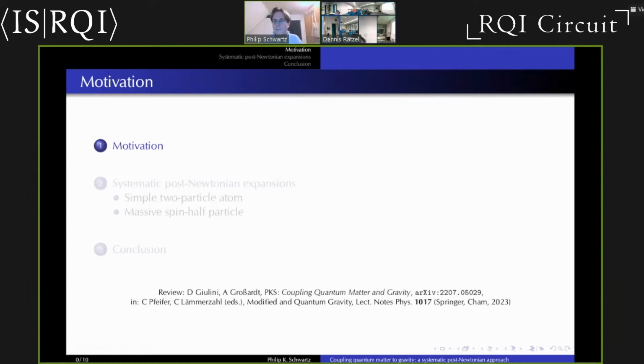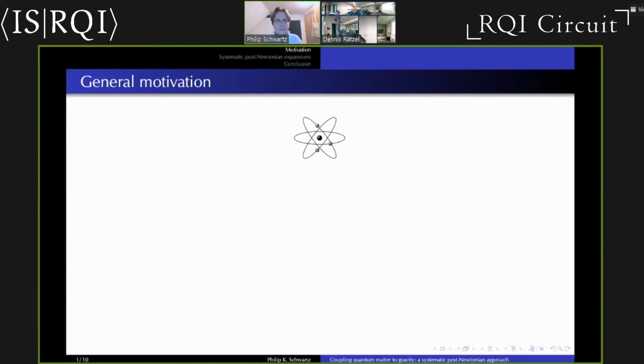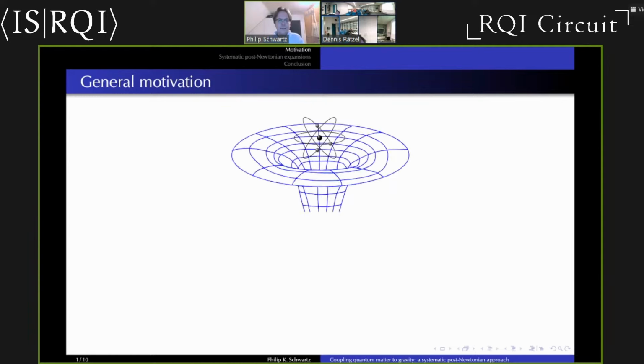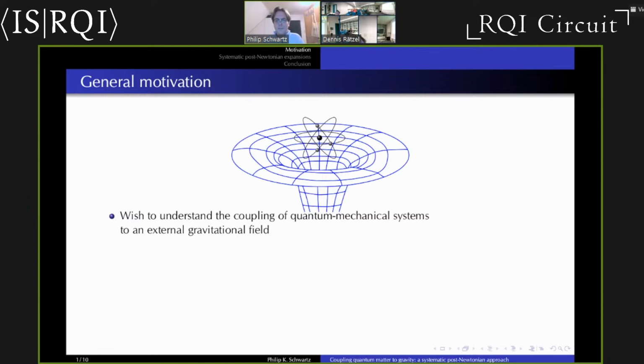Okay, so let's start with the general motivation. Let's say we have some kind of quantum system, like a typical atom, and we understand this quantum system in the absence of gravity. Then we want to understand what happens if we put this atom in a gravitational field. So how does a typical quantum mechanical system respond to the influence of an external gravitational field?